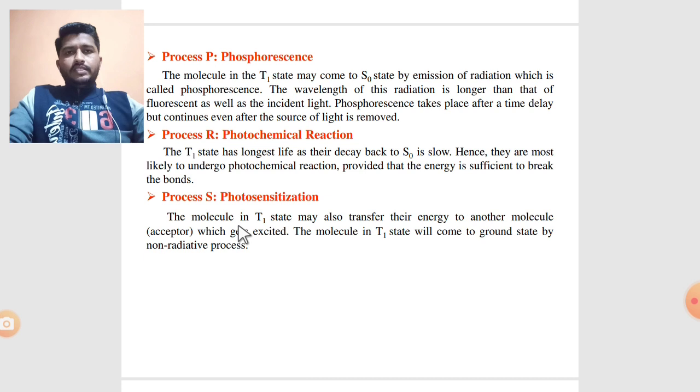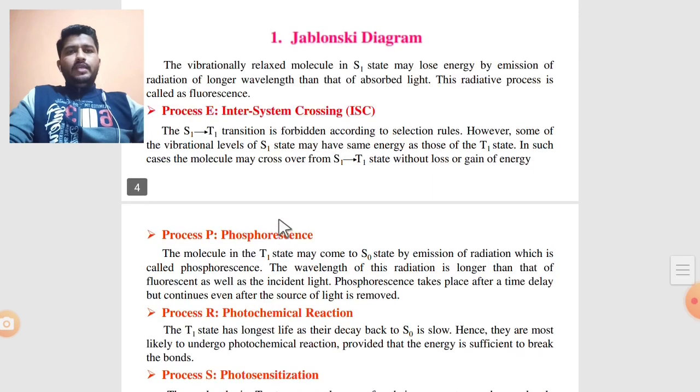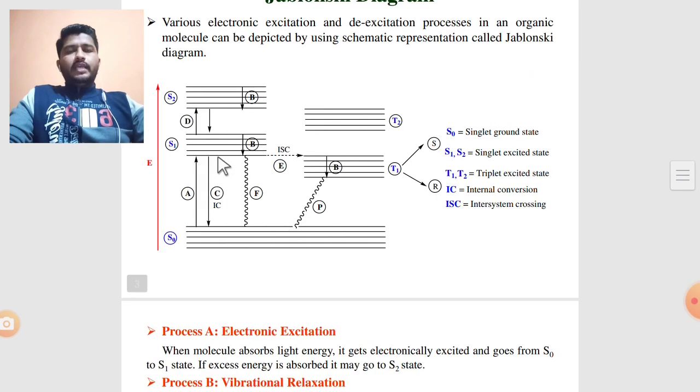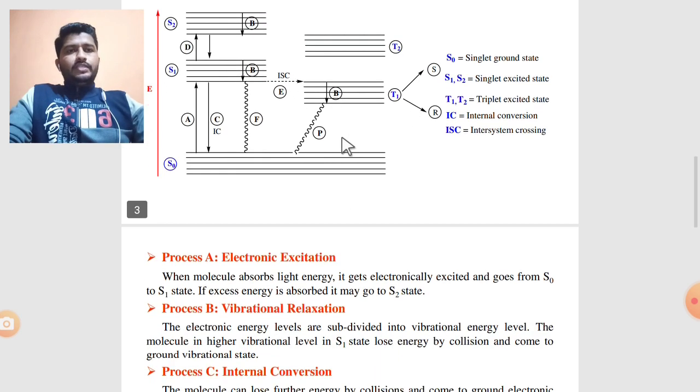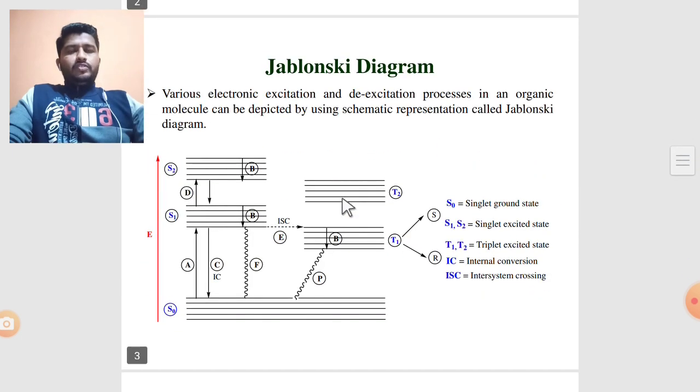In photosensitization, there is one donor molecule and another is an acceptor molecule. The donor molecule absorbs energy and goes to excited state S1, and then through intersystem crossing it goes to T1 state, and in T1 state it transfers its energy to another acceptor molecule. Then the acceptor molecule gets excited and this donor molecule comes to ground state, and this whole process is called photosensitization. These are the details of the Jablonski diagram.